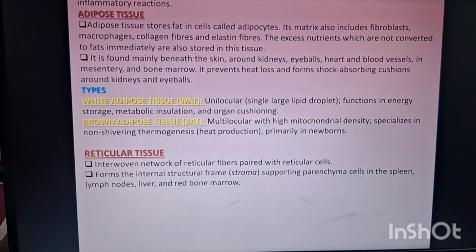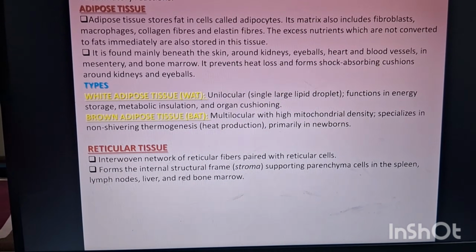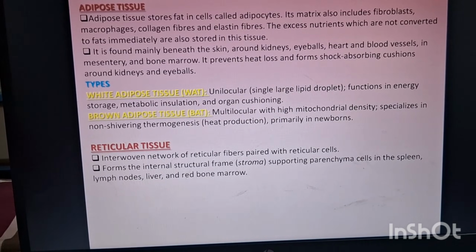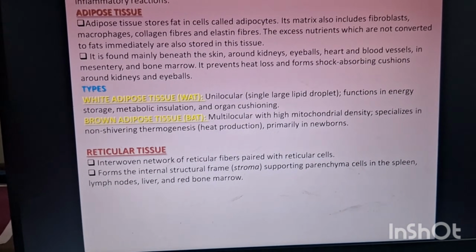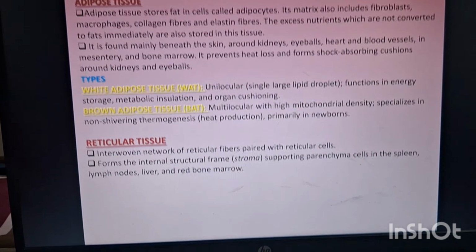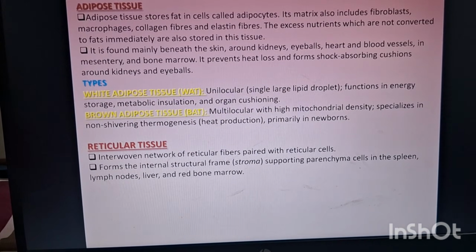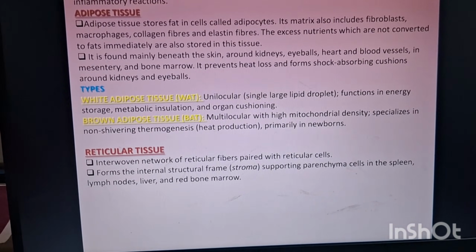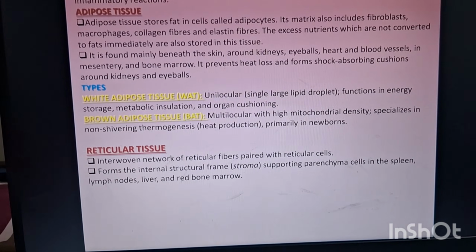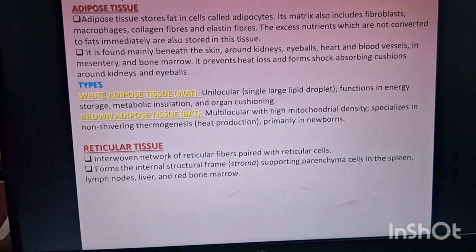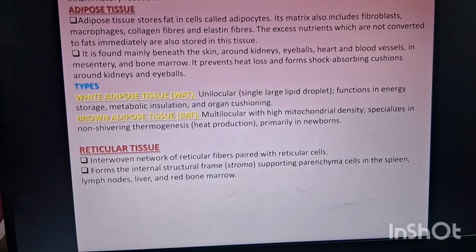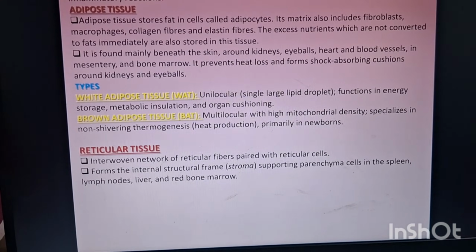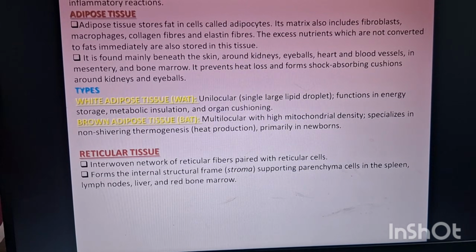Next, adipose tissue. Adipose tissue stores fat in cells called adipocytes. Its matrix also includes fibroblasts, macrophages, collagen fibers and elastin fibers. The excess nutrients which are not converted to fats immediately are also stored in this tissue. It is found mainly beneath the skin, around kidneys, eyeballs, heart and blood vessels, in mesenteries and bone marrow. It prevents heat loss and forms a shock-absorbing cushion around the kidneys and eyeballs.